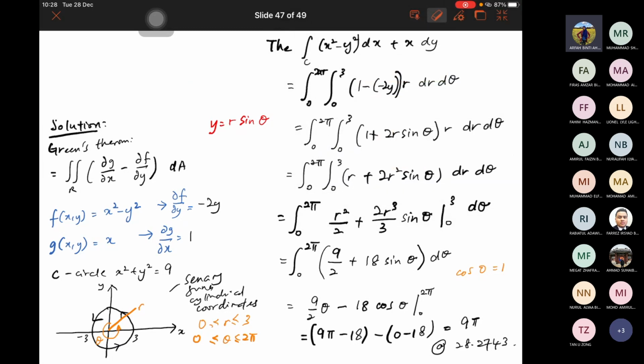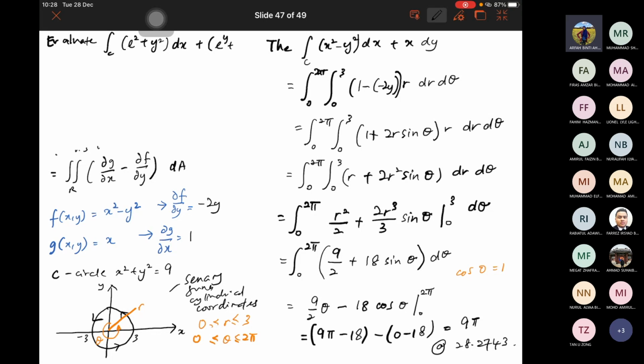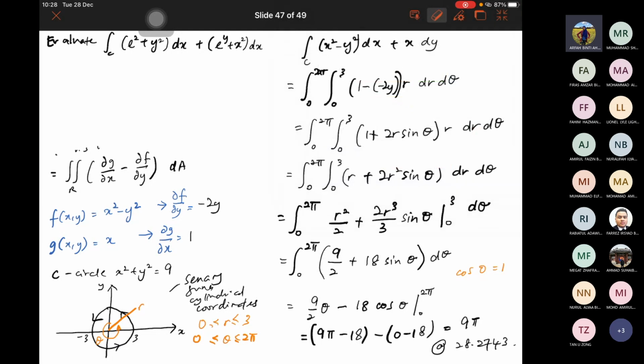So yang dah cuba buat another exercise. Okay. The last one. Evaluate integration over the curve C exponential 2 tambah y squared dx tambah exponential y tambah x squared dx. Okay.